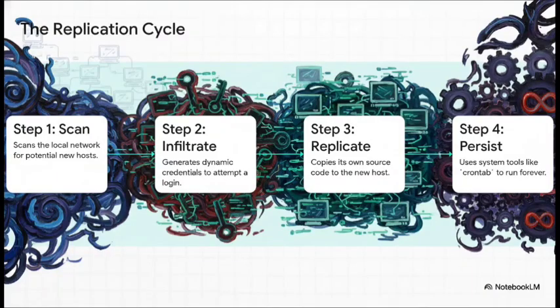And you can see the cycle right here. It's classic malware behavior. First, it scans the network, looking for new homes. Then, it actively tries to break into them. If it gets in, it makes a perfect copy of itself on the new machine. And finally, it digs in deep, making itself a permanent resident so it can't be easily removed. This thing was built from the ground up to spread.